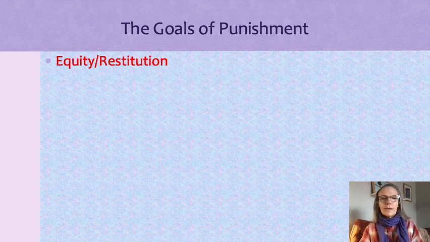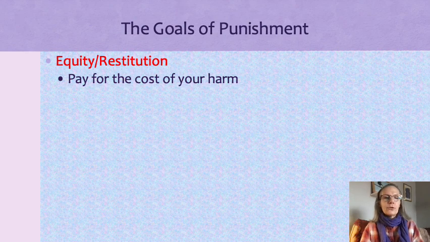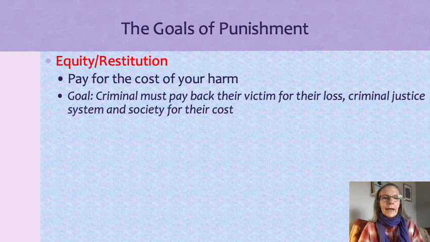Another goal of punishment is equity or restitution. In other words, that you pay for the harm that you perpetrated through your criminal act. And so the goal of punishing somebody because you are seeking restitution or equity is that the criminal must pay back their victim for their losses, or the criminal justice system and society for the costs associated with the case.